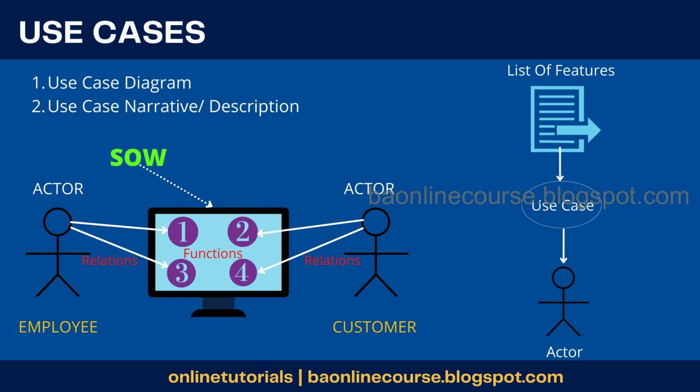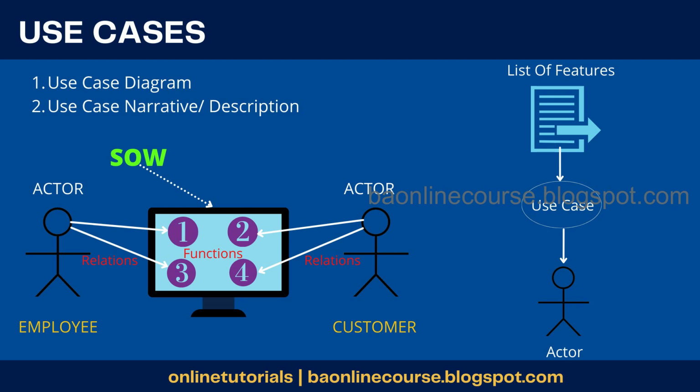Now typically for a system there would be one use case diagram, only one use case diagram, and there could be multiple use case narratives. Okay, clear about that? So do you get the structure of a use case now? Any questions on this? Okay. What do you mean by multiple narratives?